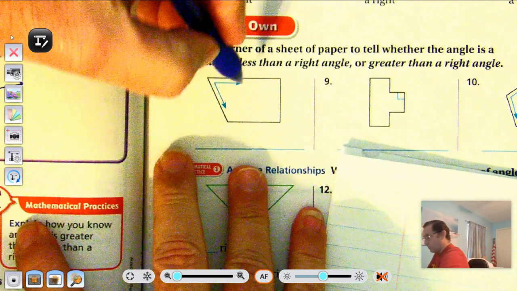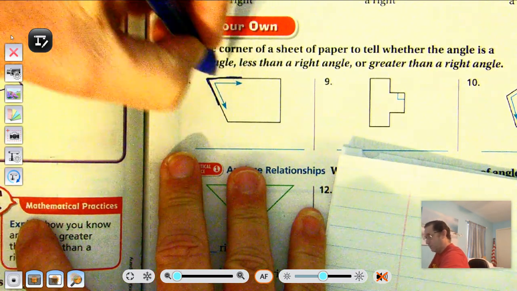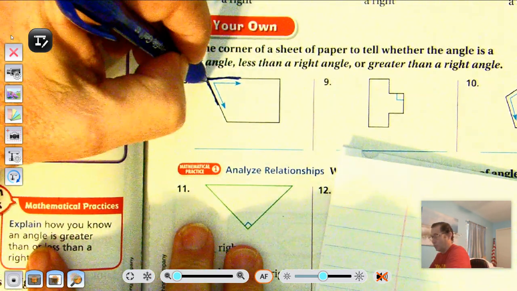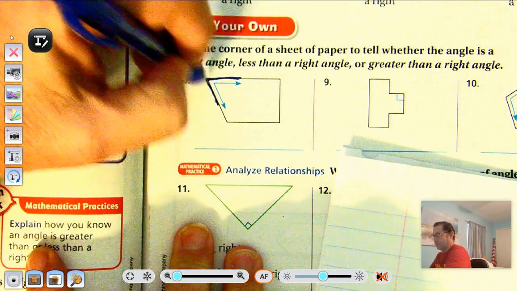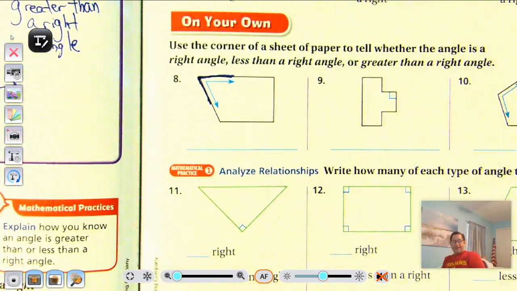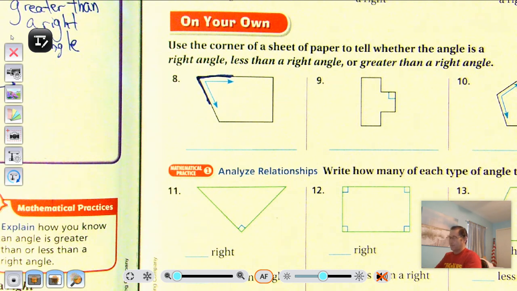Okay, so we're only looking at this angle here. We want this corner angle. We want this top left corner. Okay, when I'm looking at that, it looks to me to be less than a right angle.